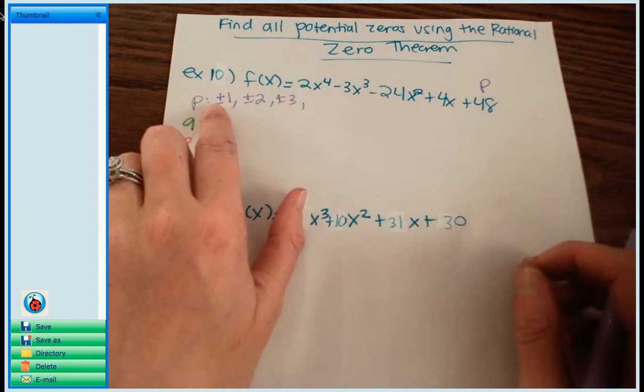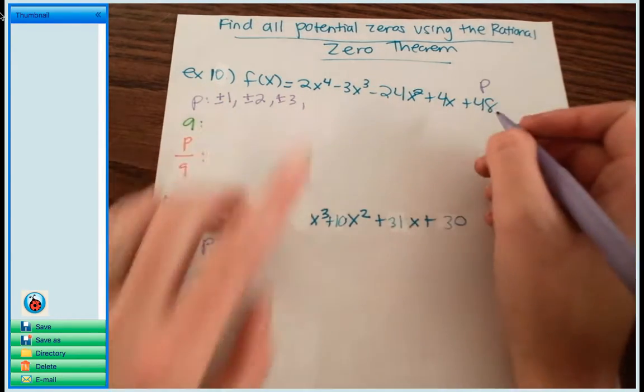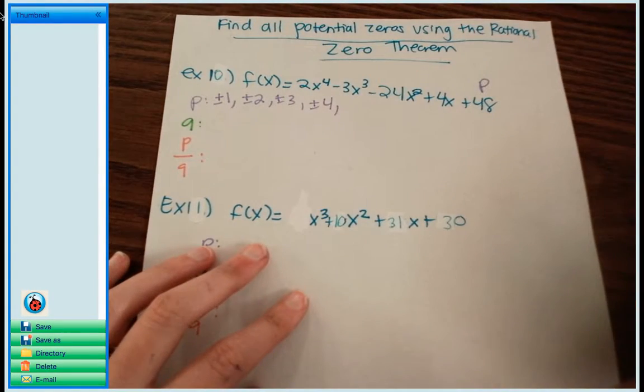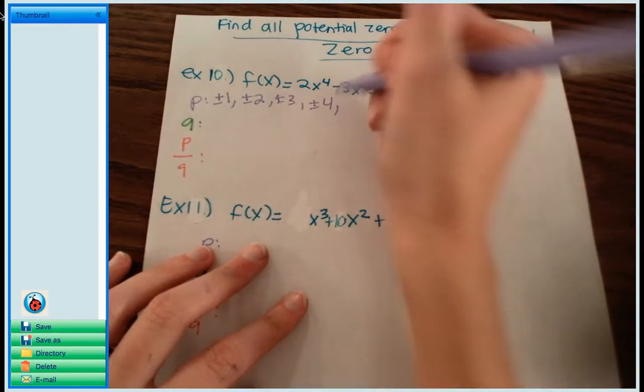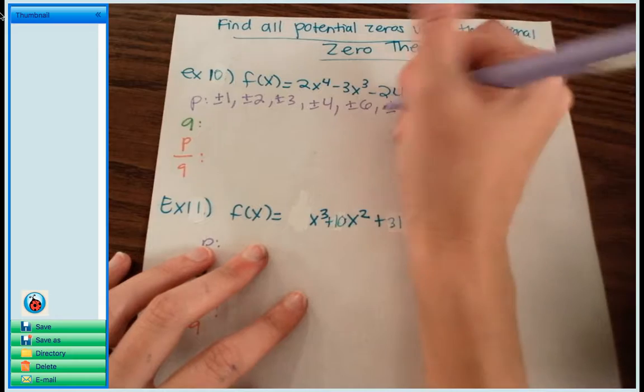And you see, guys, I'm listing the positives and the negatives at the same time. Alright, 4 will go into it, definitely, 4 times 12. 5 won't go into it. 6 will go into it, 6 times 8. So 6. 7 won't go into it, but 8 will.